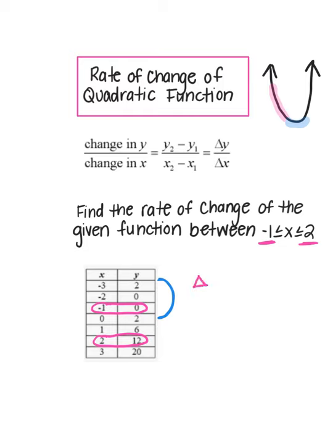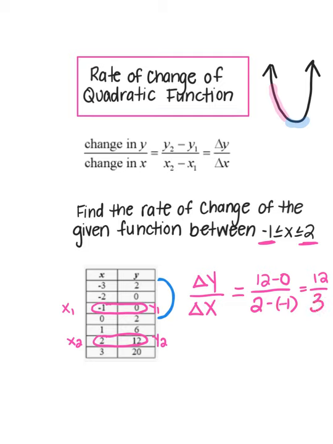So we're going to do the change in y divided by the change in x. So I'm going to start with my y2. So I have y2 and y1. So we have 12 minus 0 divided by x2 minus x1. So this is going to be 2 minus -1. All right, so when I simplify this, I have 12 over +3 because 2 minus a negative becomes positive. So this is going to wind up having a rate of change that is equal to 4.